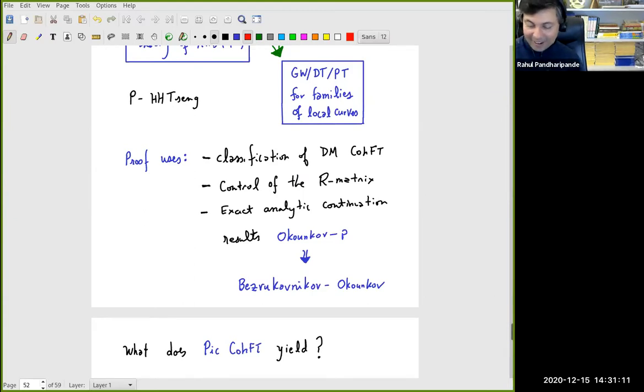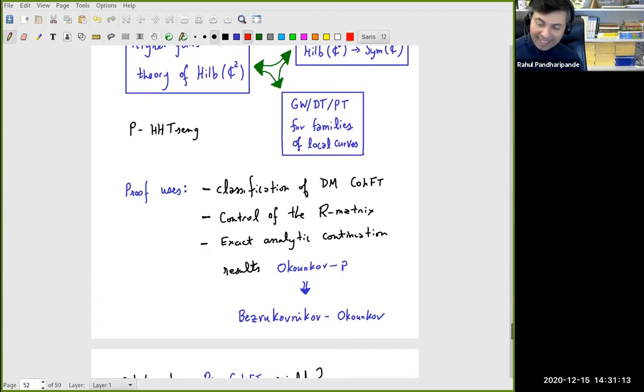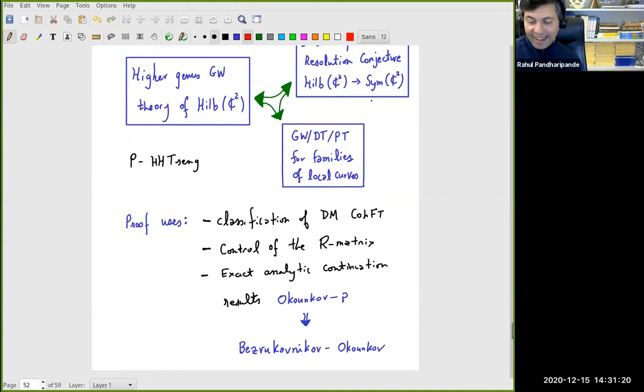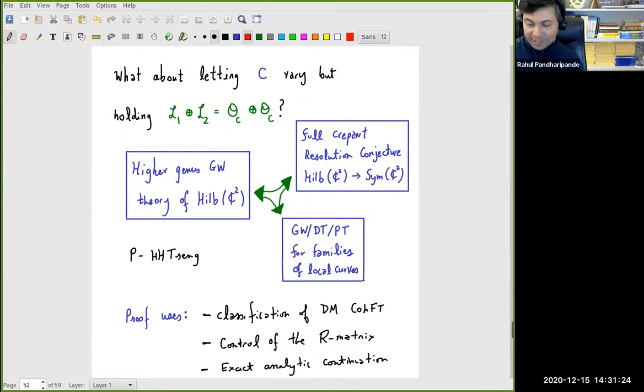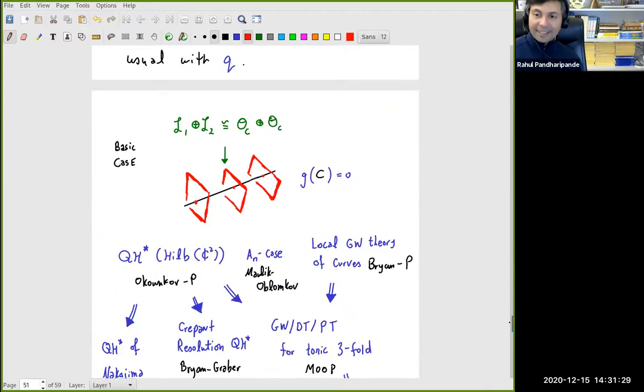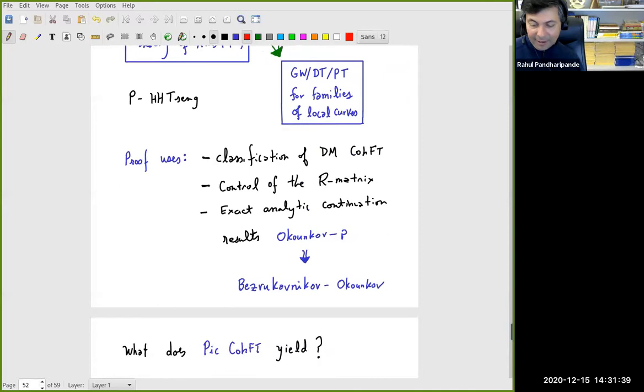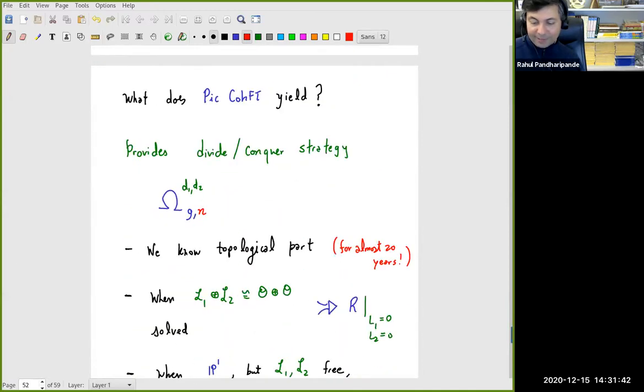So what does the Picard CohFT yield? Although I wanted to say that one of the motivations in the 2018 conversations was to try to have this slide at a much better level, meaning, was it possible to write the R matrix for this theory that we love? There's a unique R matrix there, and to be able to say something effective about it. That was one of the motivations for this Picard CohFT. We'll get to that in a second. All right, but anyway, what does this Picard CohFT yield?